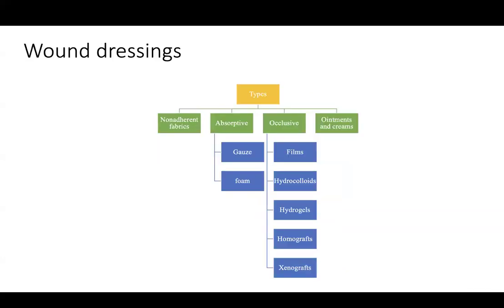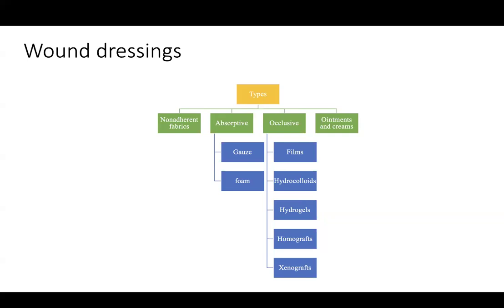Further, the broader classification also includes non-adherent fabrics, occlusive dressings, and absorptive dressings, as well as ointment and cream. Non-adherent dressings include the fine mesh gauze, whose primary function is protection, and this includes the Scarlet Red and Xeroform gauze, which are available. In absorptive dressings, you have the gauze and foam.